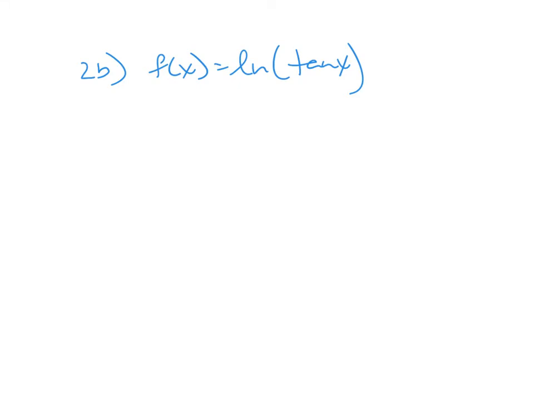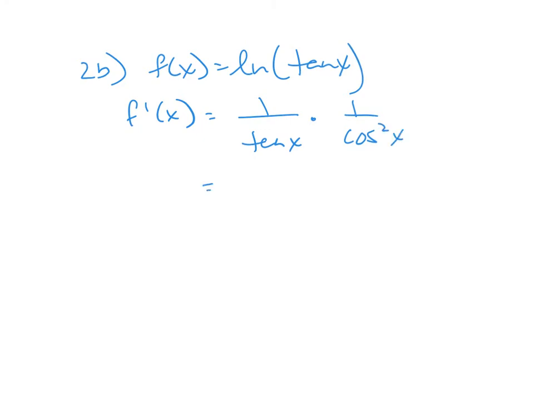So in this problem here, we're going to take the derivative of this particular function. And when I take the derivative of ln, it's 1 over tangent x times the derivative of tangent x, which is 1 over cosine squared x.